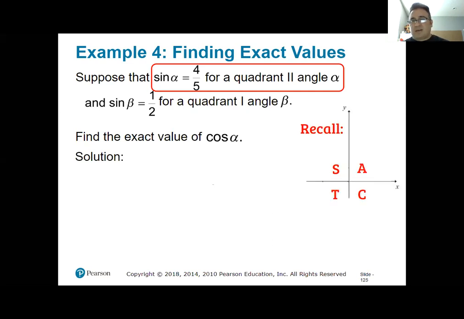All students take calculus. That means that all your trig functions are positive in quadrant 1. Only sine is positive in quadrant 2. Tangent is positive in quadrant 3. And cosine is positive in quadrant 4.